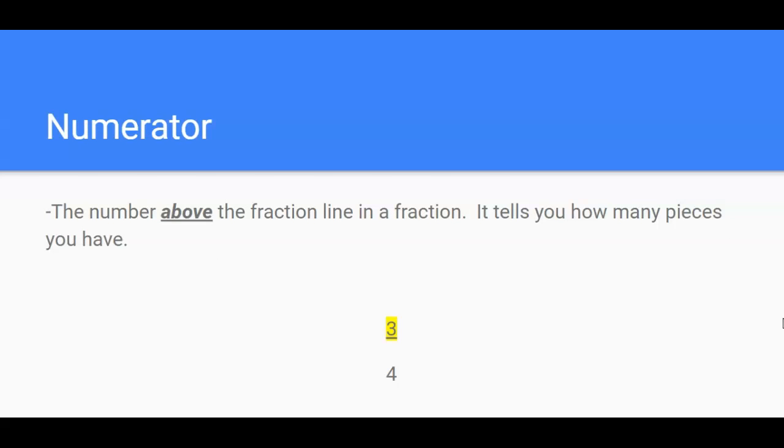Then we have the word numerator. The numerator is the number above the fraction line in a fraction. I think most of us know that, or at least after a quick reminder, we're like, oh yeah, I know that now. We know that that's the number above, but that second sentence is really important because the numerator tells us how many pieces we have. So if I'm talking about a pizza, and I have 3/4 of a pizza, the 3 tells me I have 3 pieces. So that's the important part there, is it tells you how many pieces.